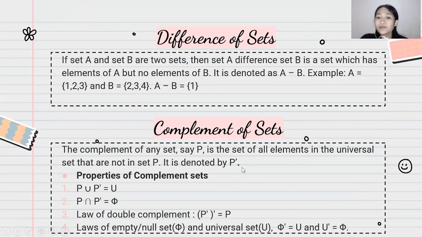Properties of complement set. 1, P union P accent is the universal set. 2, P intersection P accent is the empty or null set. 3, the law of double complement: P accent accent is P. Laws of empty or null set and universal set: null set accent is universal set and universal set accent is null set.